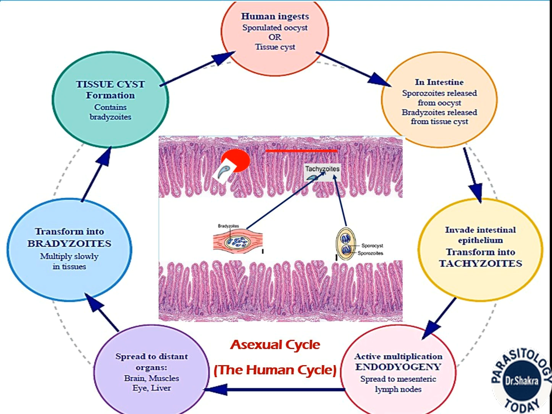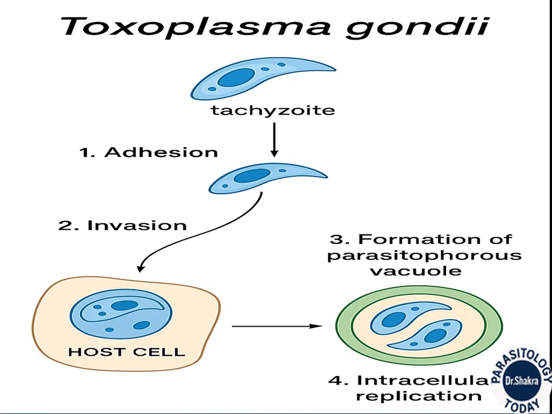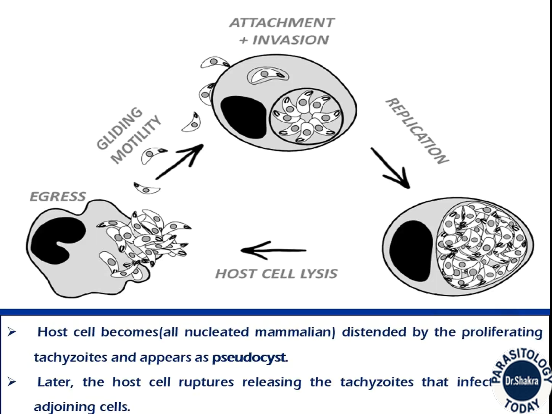These tachyzoites multiply by endodiogeny, a special form of internal budding, and spread through lymph and blood to distant organs, especially the brain, eyes, muscles, and liver. Inside cells, the parasite forms a protective parasitophorous vacuole that shields it from destruction and allows continuous replication. Eventually, the host cell ruptures, releasing tachyzoites that invade nearby cells, leading to cycles of infection and tissue damage. Over time, tachyzoites convert into bradyzoites, forming tissue cysts that remain dormant for years.